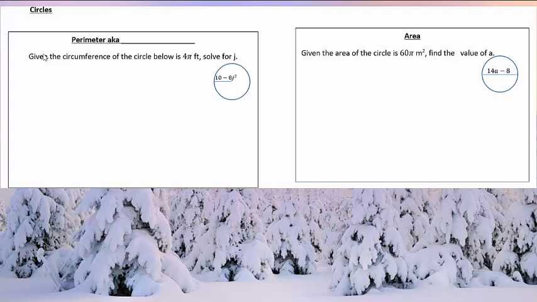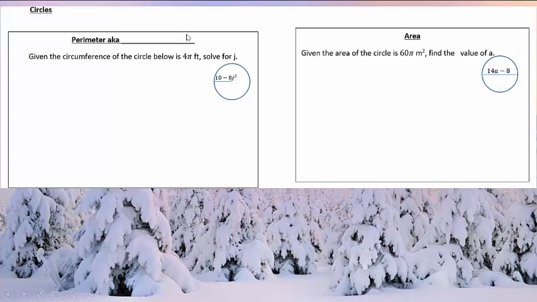We're going to go ahead and wrap up our geometry notes with circles. We'll do one perimeter problem, and then we'll do one area problem so that you have some exposure to both scenarios. Quick vocab word for us to note is the word circumference. Perimeter is the same thing as circumference.